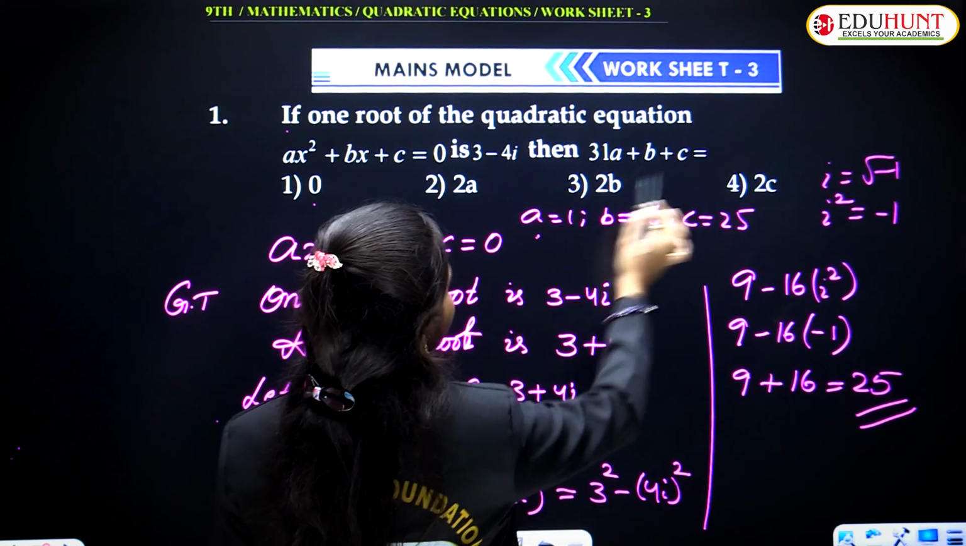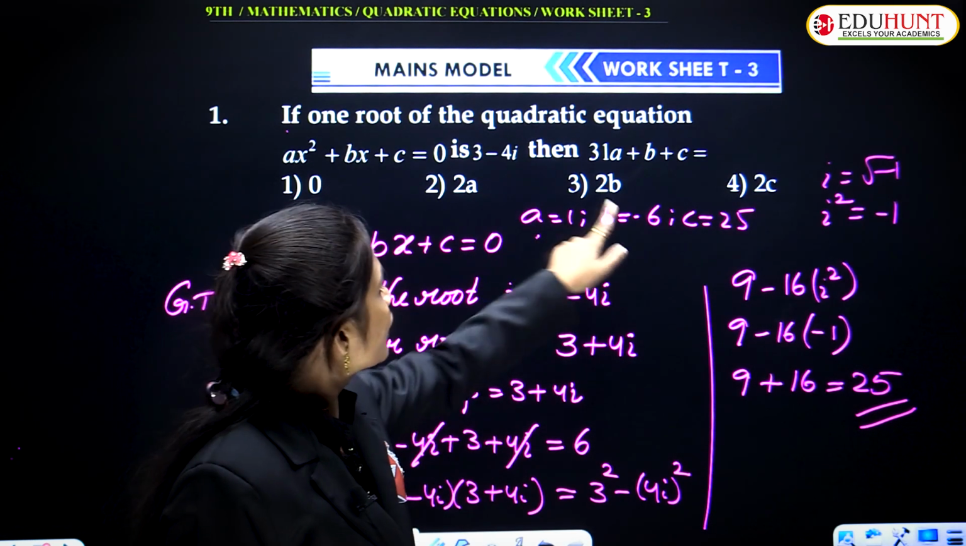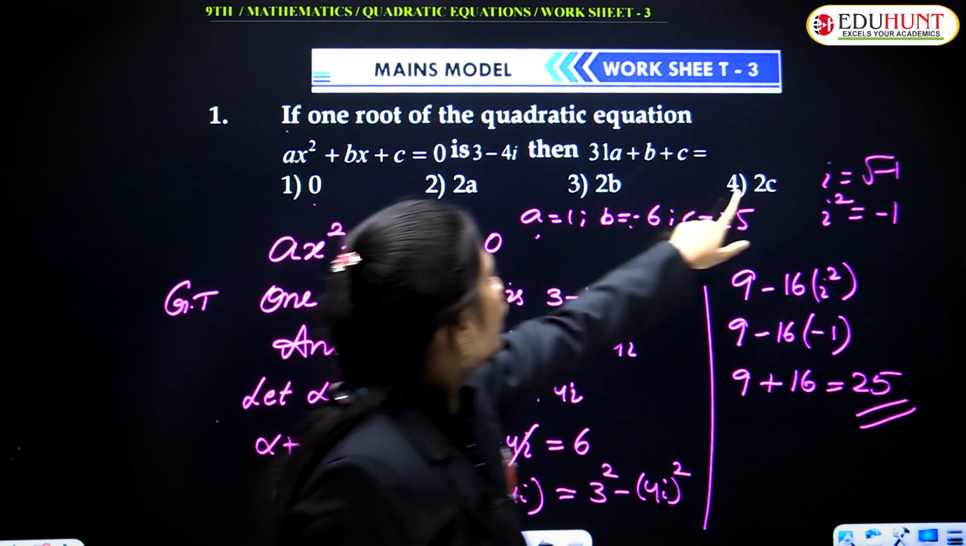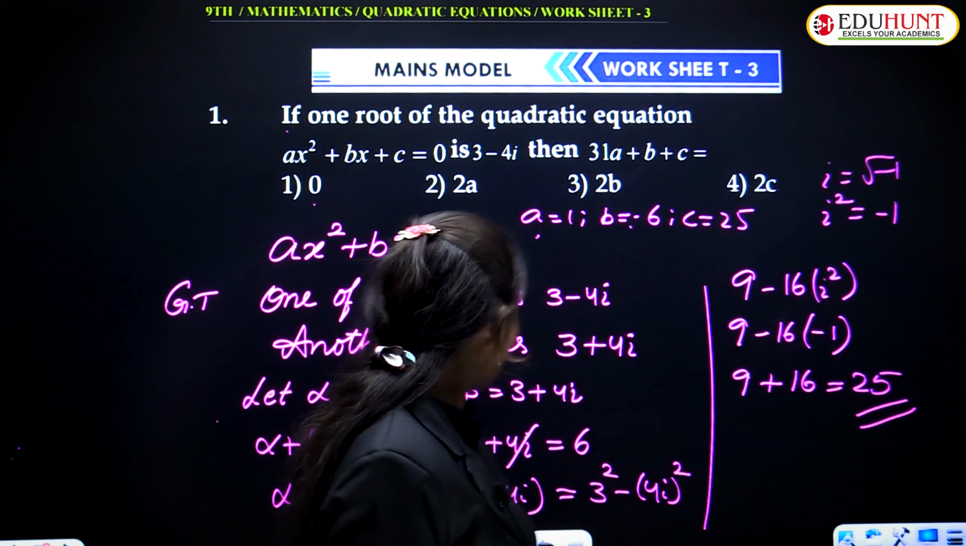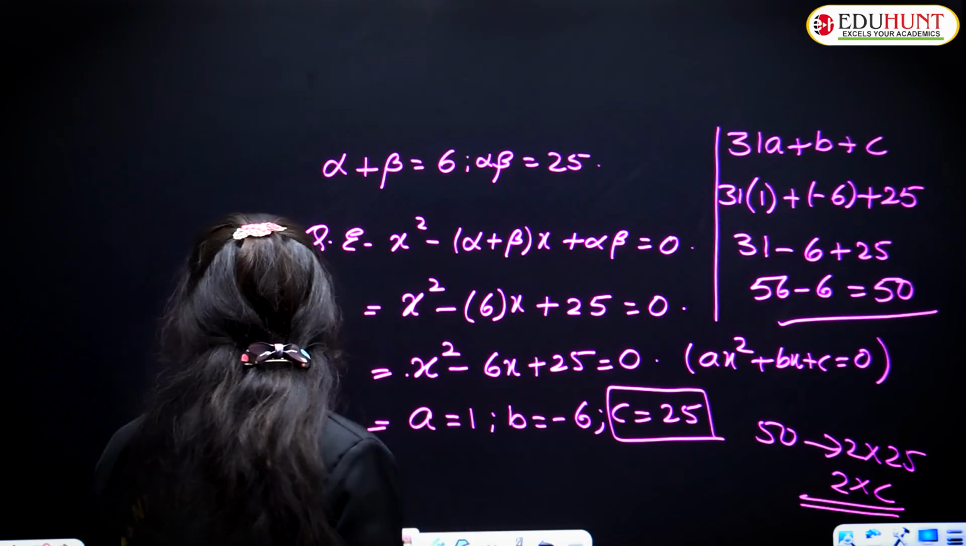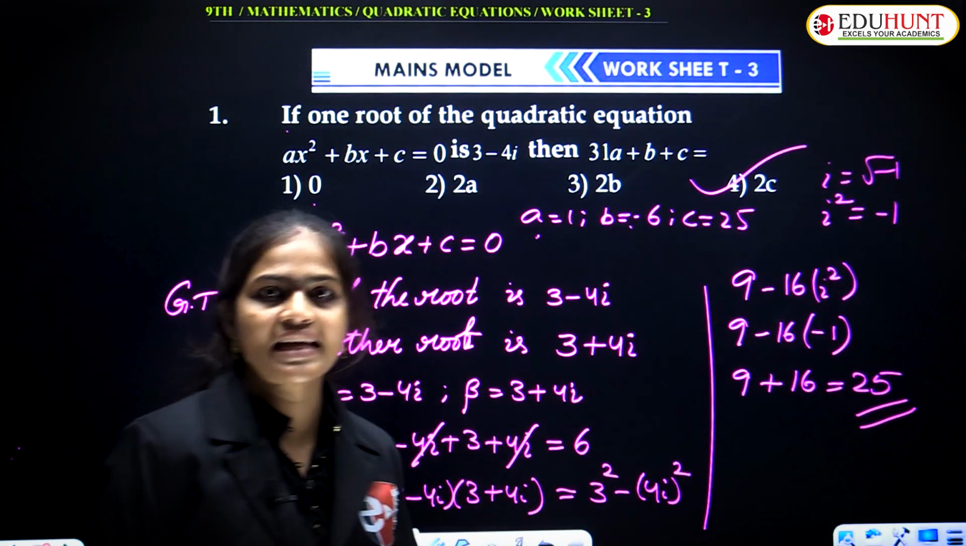So here it is multiplied with 2, as they gave, no? 2 ones is 2, that is not the answer. 2 into minus 6 is minus 12, not satisfied. 2 into 25 is 50, so here we got the answer 50 also. So it is satisfying, no? So which option is correct here? Yes, 2C. The fourth option is correct.